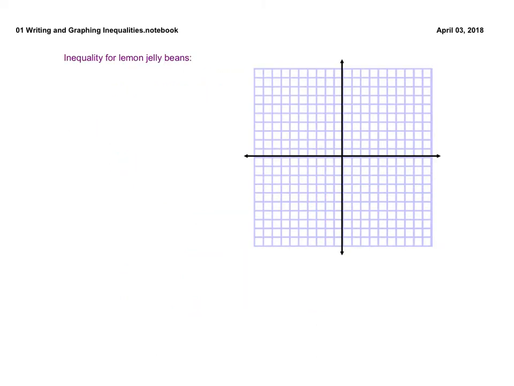Now we'll take a look at the lemon jelly beans. So this is going to be y less than or equal to 2. So we find y is equal to 2, which is a horizontal line. So this represents always y is 2. That's going to be solid because y is less than or equal to 2. And now we shade any values of y that are less than 2, which would be anything in this particular region.